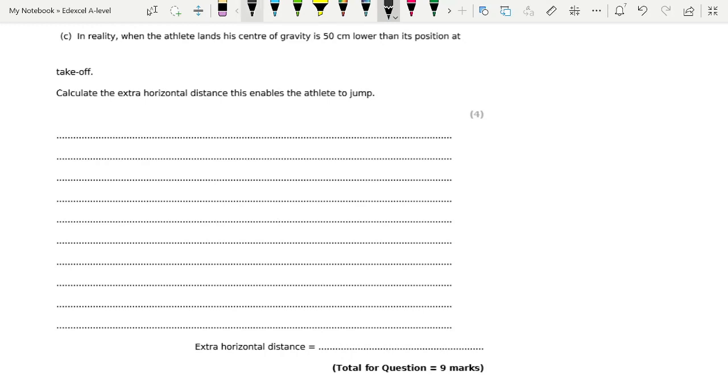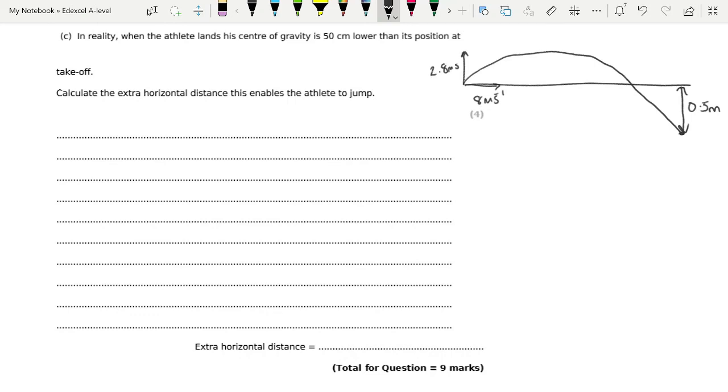Again, let's have a little diagram so that we can see what we're dealing with here. Slightly exaggerated in terms of the scale, but that is 0.5 meters. We all know that 8 meters per second is the horizontal and 2.8 is the vertical. If he launches at 2.8, when he comes back down through this point on the way down, he'll be going at 2.8 again. And of course, still at 8 horizontally, because we have no air resistance. We're not talking reality here, we're talking the ideal situation. Okay, so now what do we do?